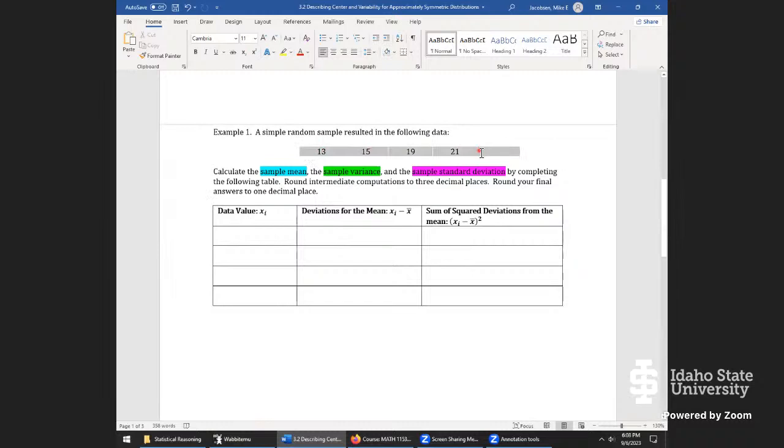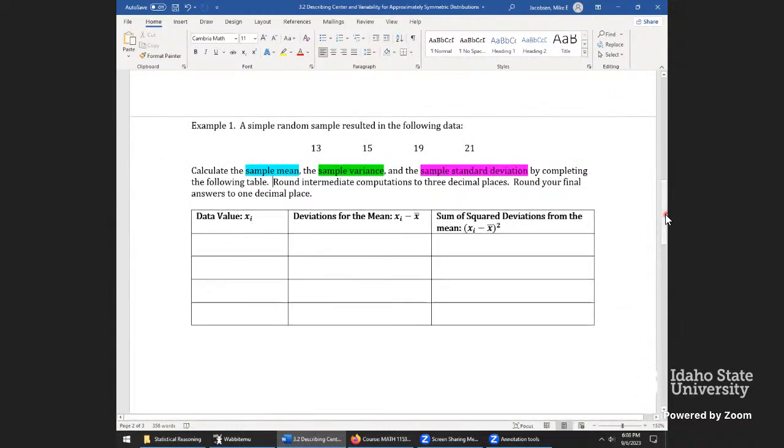I have some random data. Here it is. No context, I just have 4 random numbers. What I want to do is calculate the sample mean, sample variance, and sample standard deviation. So let's give this a try. Let me zoom in just a bit. First thing it wants us to do is we walk through this table and we'll calculate each one of these in turn, or at least do the major work involved with that.